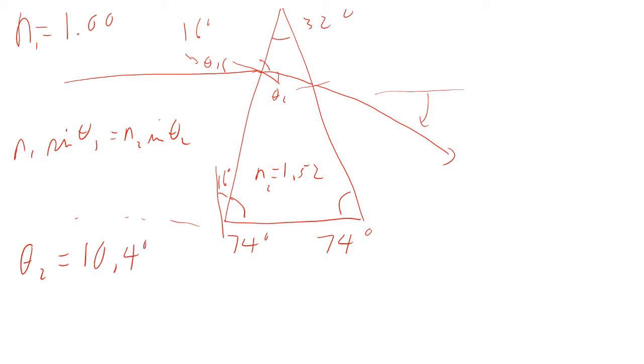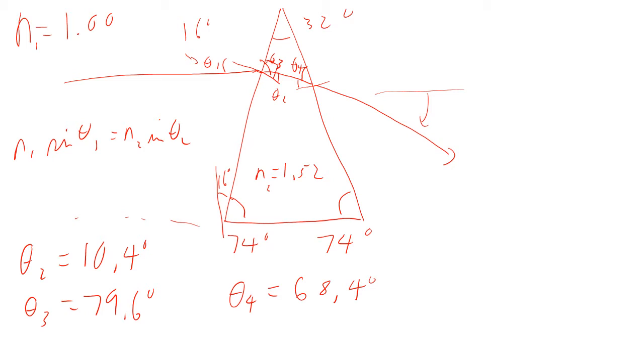Okay, so now we need theta 3. Theta 3 is going to be equal to 90 degrees minus theta 2, because this is a perpendicular right there. So theta 3 turns out to be equal to 79.6 degrees. That allows us to find theta 4. Theta 4 is going to be 180 degrees minus theta 3 minus 32 degrees. So that's going to equal 68.4 degrees.